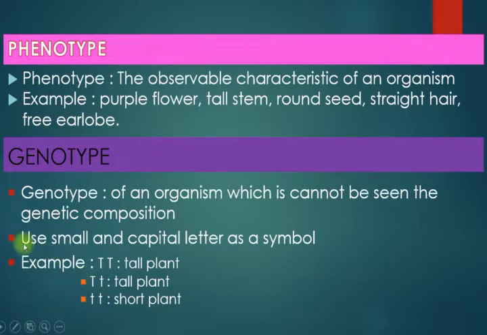Example of the genotype. If the genotype is big T, that represents the tall plant. Big T refers to the genotype of a tall plant. Big T, small t also represents the tall plant. Small t represents the short or dwarf plant. That is referred to as the genotype, the genetic composition of an organism.